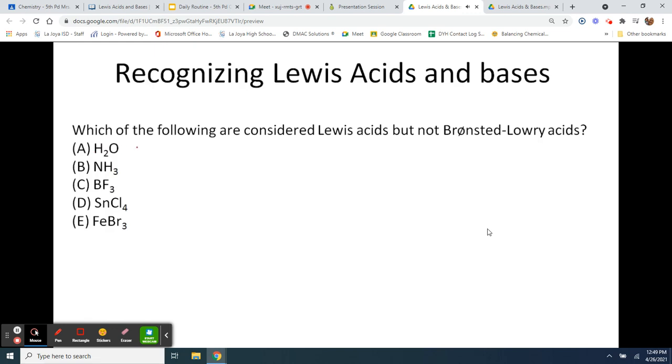This H2O can act as a Bronsted-Lowry acid, so we know that this one is out of the running. NH3 can act as a Bronsted-Lowry base, so NH3 is also out of the running. Now BF3, SnCl4, and FeBr3, all of them can accept another electron pair. And we know that the definition of a Lewis acid is an electron pair acceptor.